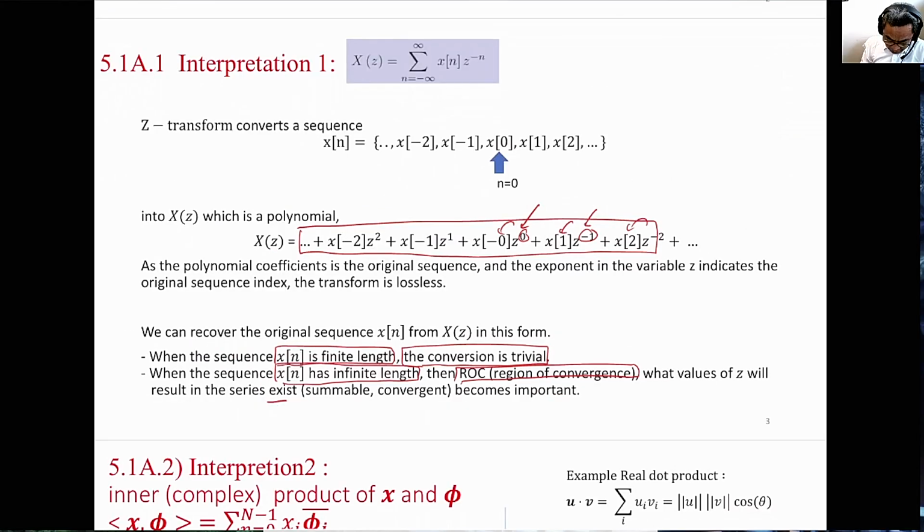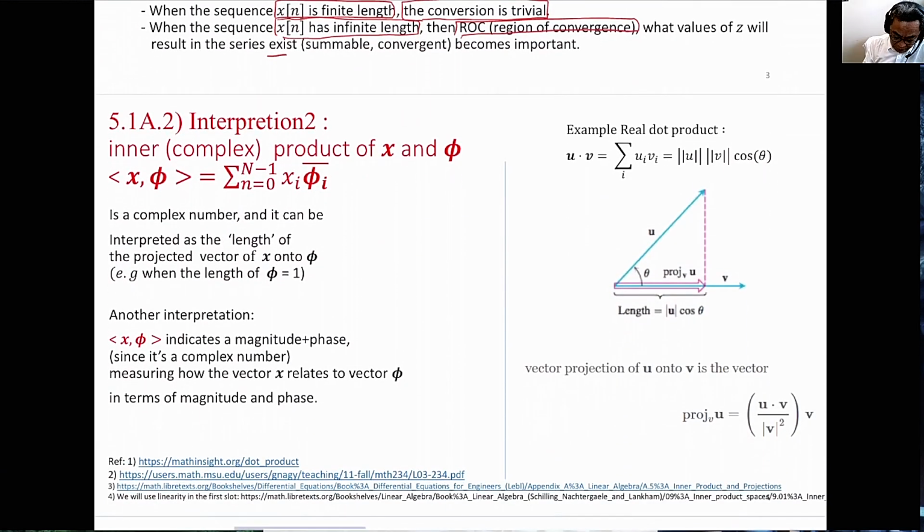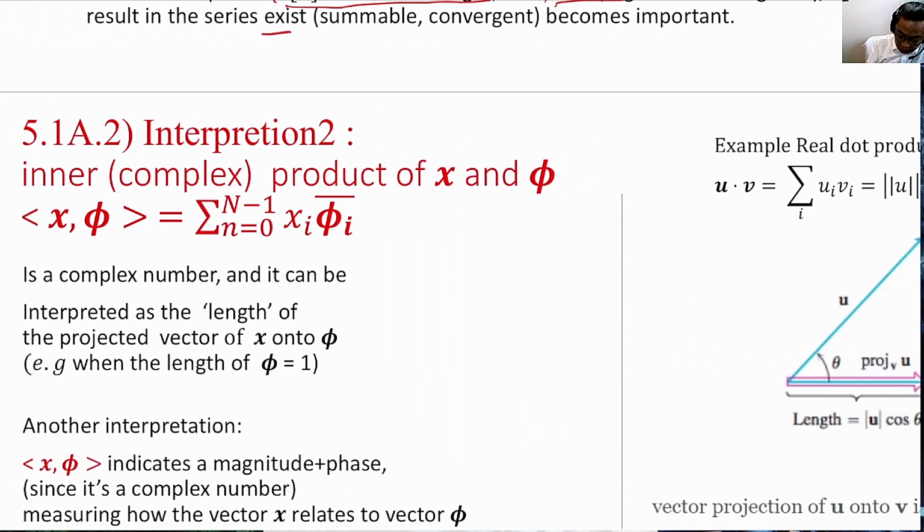We now offer the second interpretation, that of an inner product. The inner product is written in this form. x with a vector phi is represented as the elements of x as the first slot, with the elements of phi as the second slot, and because we are dealing with complex vectors, the second slot's entries are being conjugated. Let's deal with a finite number of elements first. This is the definition of a complex inner product between two vectors x and phi.